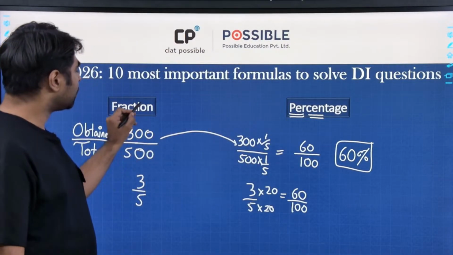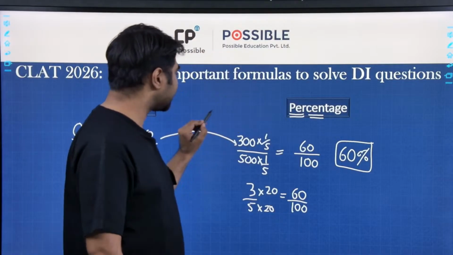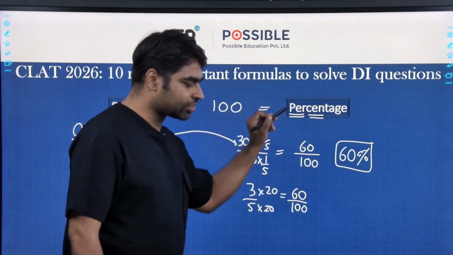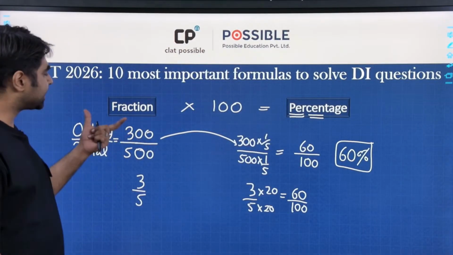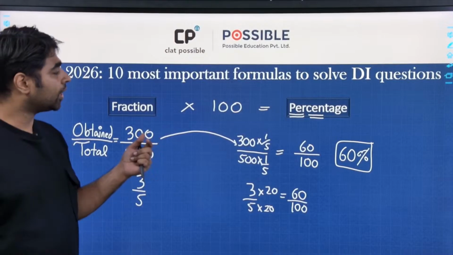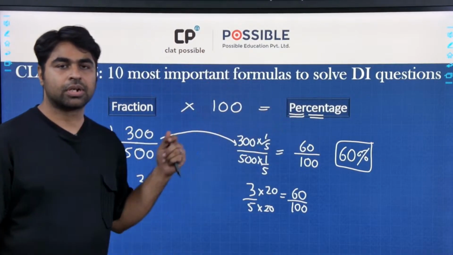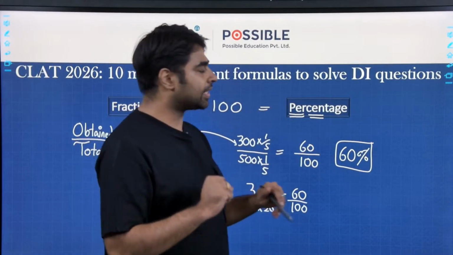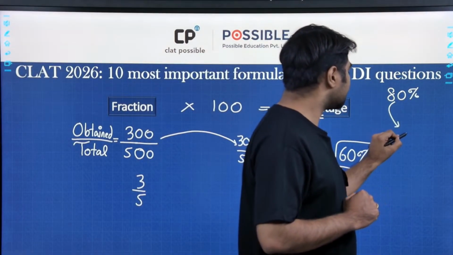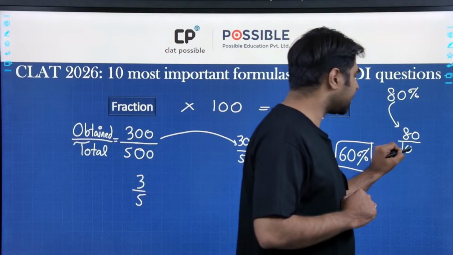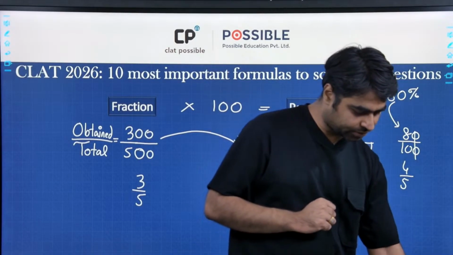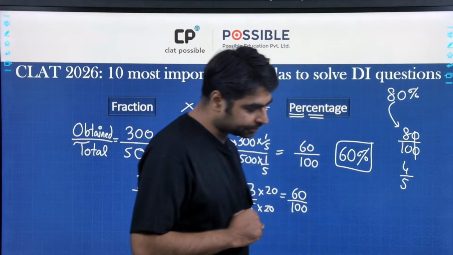But obviously you'll not be doing it every time. So if you have to convert a fraction into a percentage, you just need to multiply it by 100, and that is your percentage value. This is how we convert a fraction into a percentage, and obviously you can convert a percentage into a fraction also just by doing the reverse. Let's say the percentage is 80%. So what is the fractional value of that? Just do 80 per 100. So that will be 4 upon 5, and that will be your answer, right?